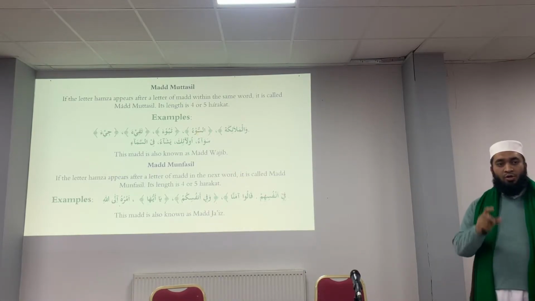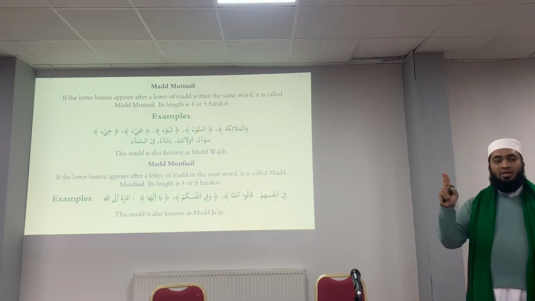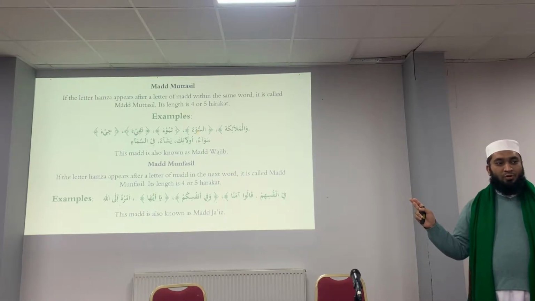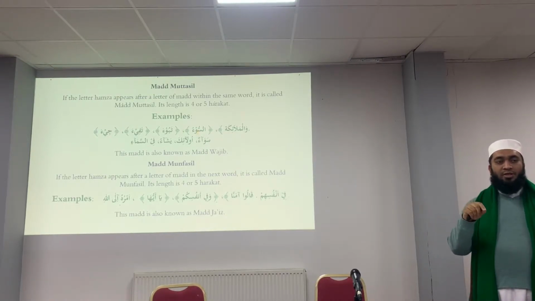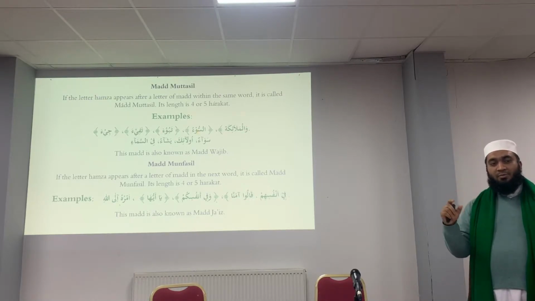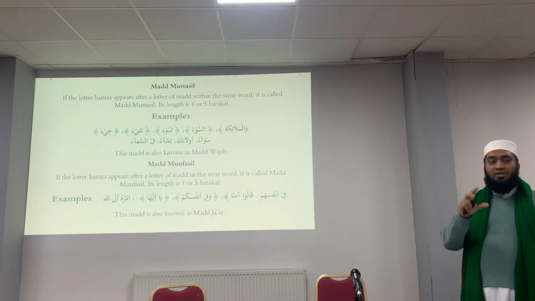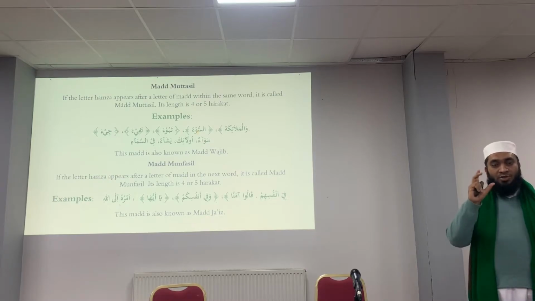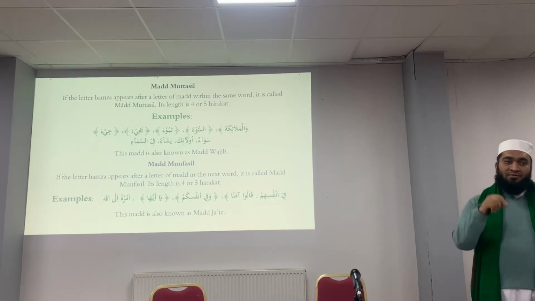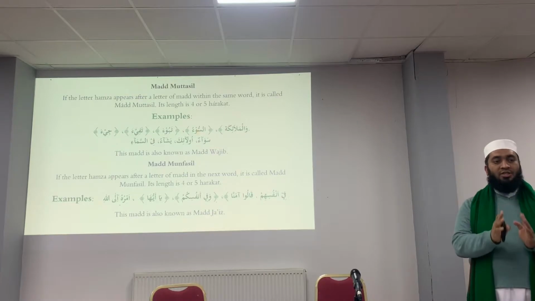So, you need to remember the three letters of mad again. When alif is empty, the letter before it has a zabur. When waw is empty, the letter before it has a pesh. When ya is sakin, the letter before it has a zer. So whenever we see this condition meets, waw sakin before it pesh, or alif empty before it has a zabur, or ya sakin before it has a zer, we know this is a letter of mad.